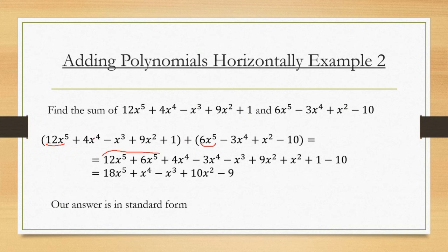Next is 4x to the 4, right? Can we combine that with anything? Well, nothing in this polynomial. Remember, you can only combine it with like terms. Okay? You can only combine it with like terms. So we have that. We can combine it with negative 3x to the 4. Remember, you want to keep the negative with the term. That's what you want to do. And so we get this.